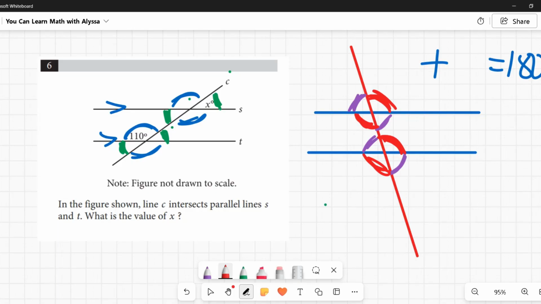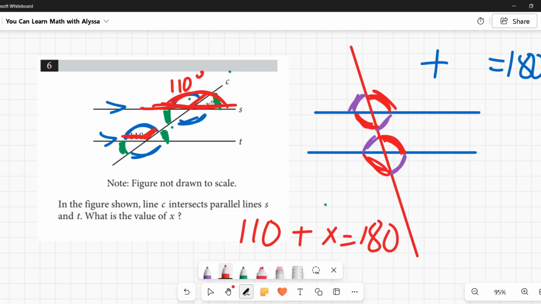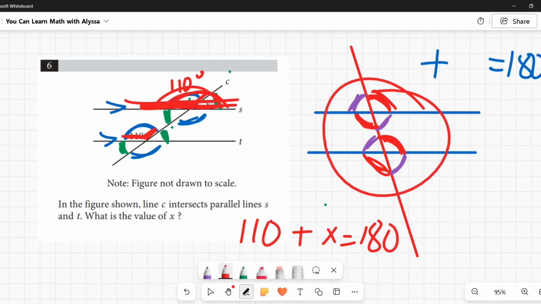So this 110, that's right there. We know that this up here, that's a matching one. That's 110. And now that blue and the green, X is a green. And we can see too, they're forming a line. So 110 plus that X is going to equal 180 degrees. They're supplementary. We know that because of this rule, and we also know it because they're forming a line.